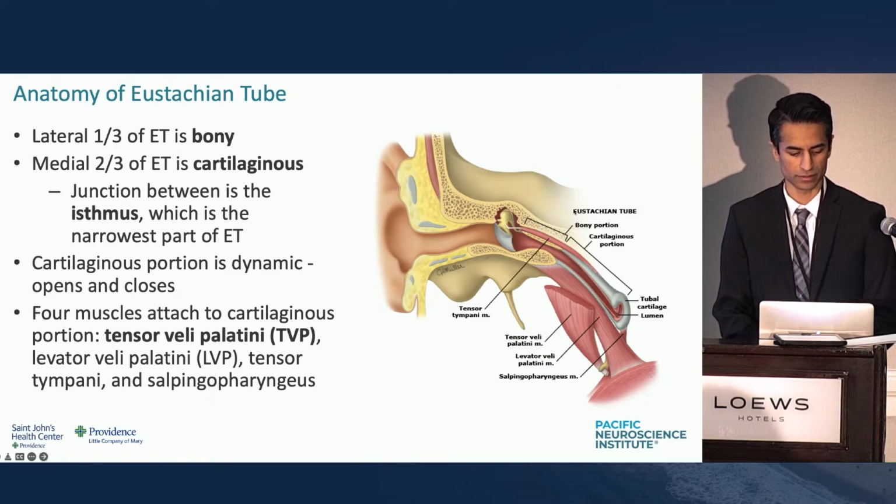So the lateral part of the eustachian tube, the lateral 1/3, is bony, and then the medial 2/3 of it is cartilaginous. And the junction between the cartilaginous and bony portion is called the isthmus, which is the narrowest part. This cartilaginous portion is the only part that's dynamic, so it opens and closes. And there's 4 muscles that attach to the cartilaginous portion, the most important of which is the tensor veli palatini, which is this one.